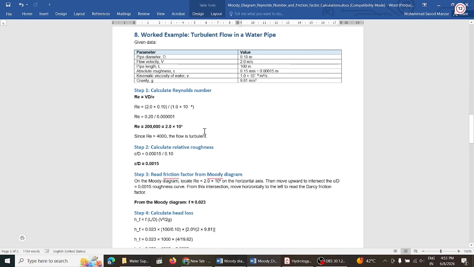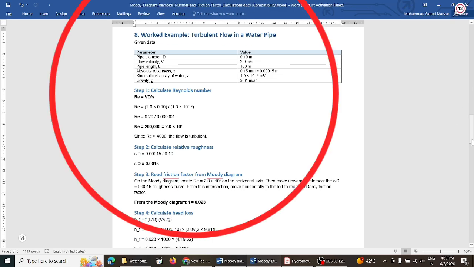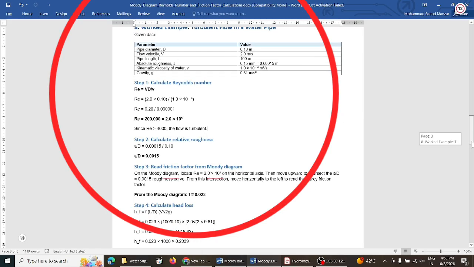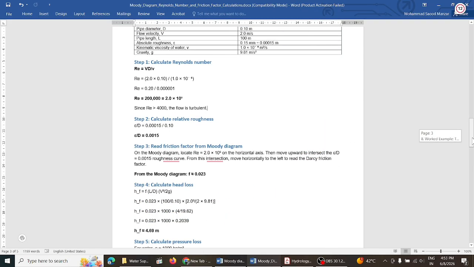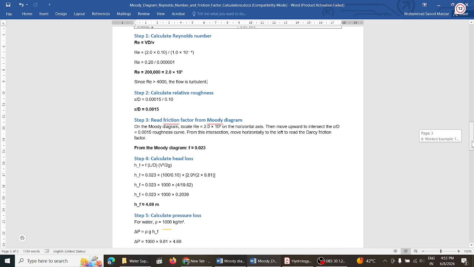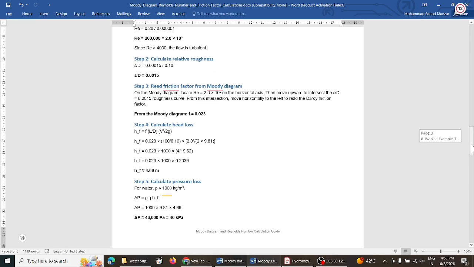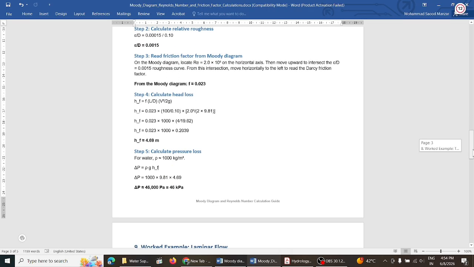Then after this, here we have deduced that the Reynolds number is lying in the turbulent region. Then we will find out the ratio of epsilon upon d. Then we will read the friction factor from the Moody diagram, or we can say the Moody chart. Okay, and the fourth step is we will calculate the head loss using the equation, and then we can also calculate the pressure loss, that is delta P is equal to rho g into hf. So we'll go step by step.